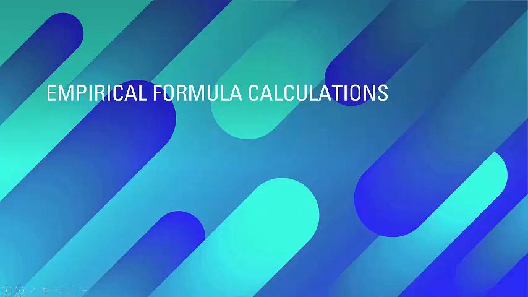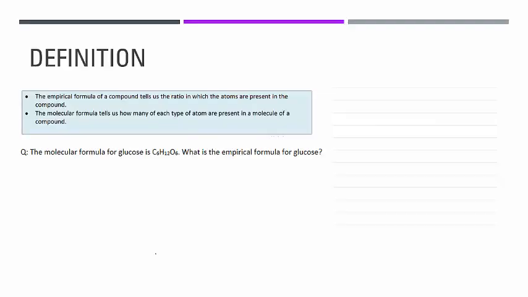In this video we're going to learn all about empirical formulae and calculations that involve these. Okay, so first of all, what is the empirical formula of a compound? We know about the molecular formula. That tells us how many of each type of atom are present in a molecule of the compound. So for example, that's a molecular formula for glucose. That tells us that in one molecule of glucose there are 6 carbon atoms, 12 hydrogen atoms, and 6 oxygen atoms.